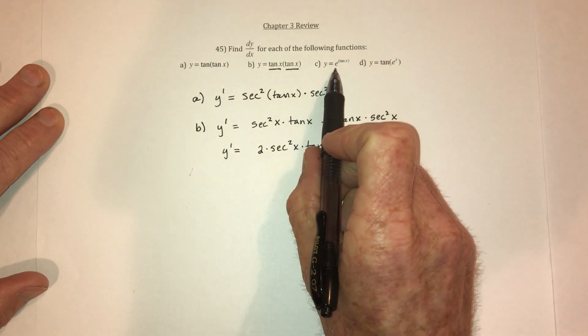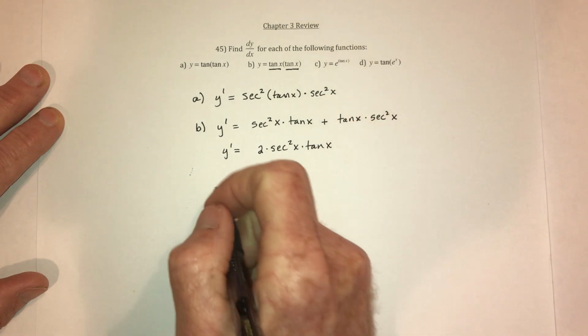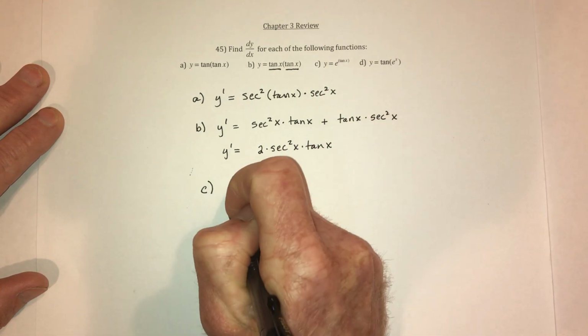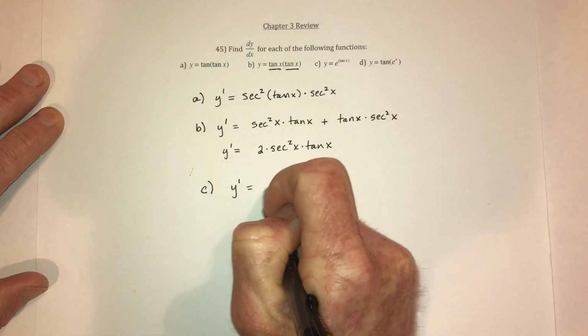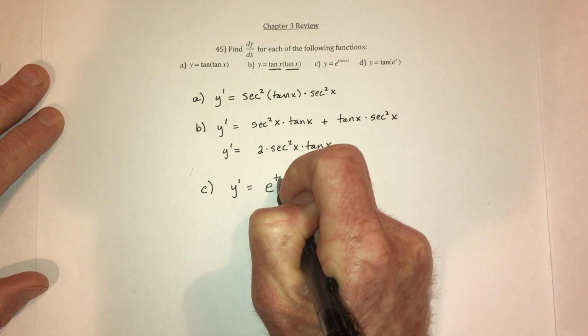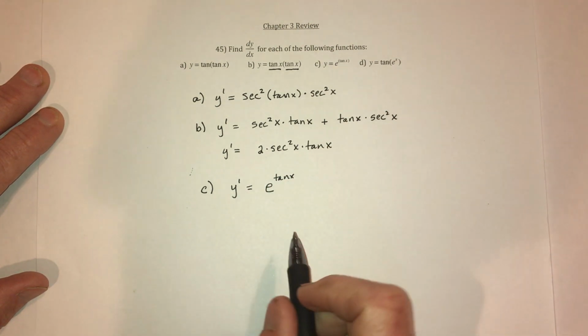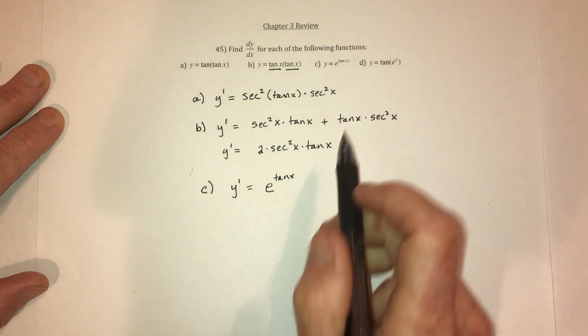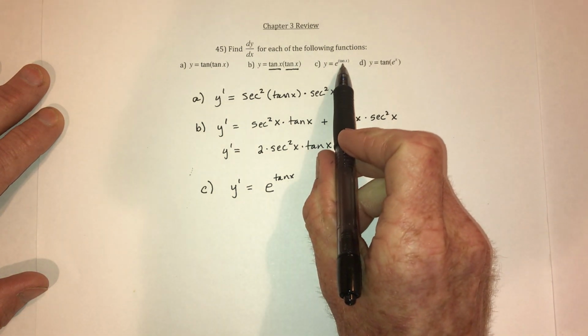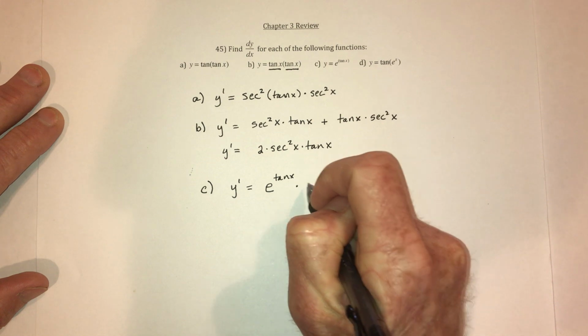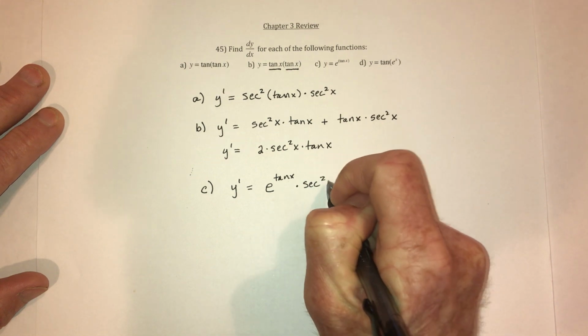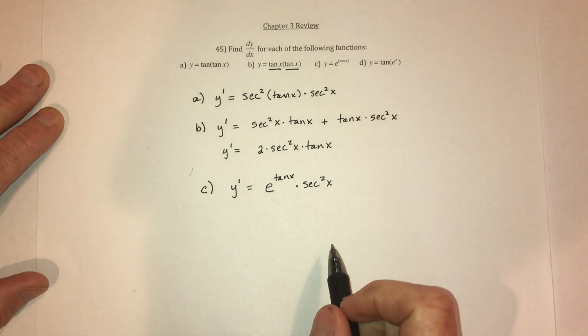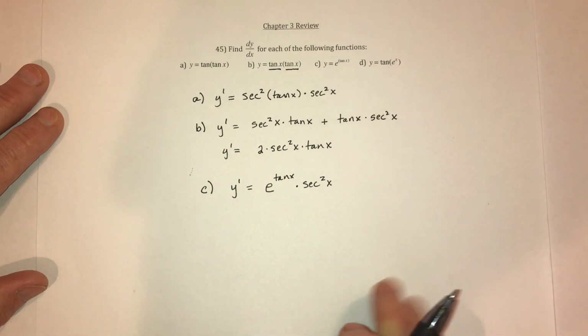Then on to part C. The derivative of the e function is itself, exactly the way it is. E to the tangent of x. And then do the chain rule, take the derivative of this tangent and multiply. Derivative of tangent is secant squared, so part C is finished.